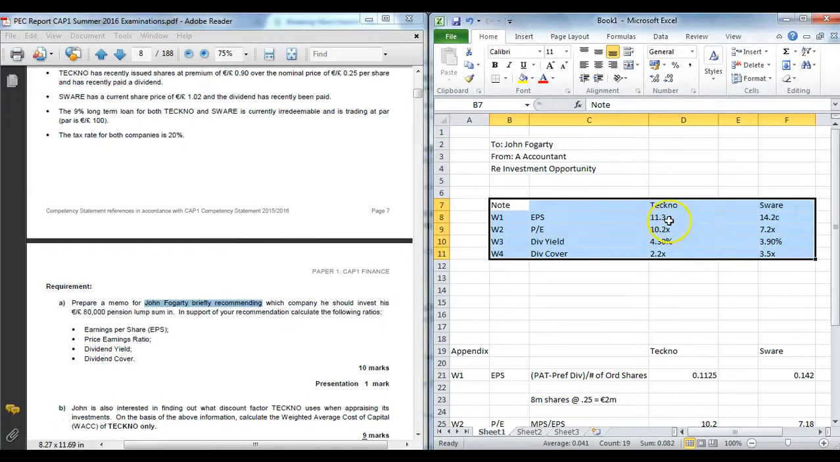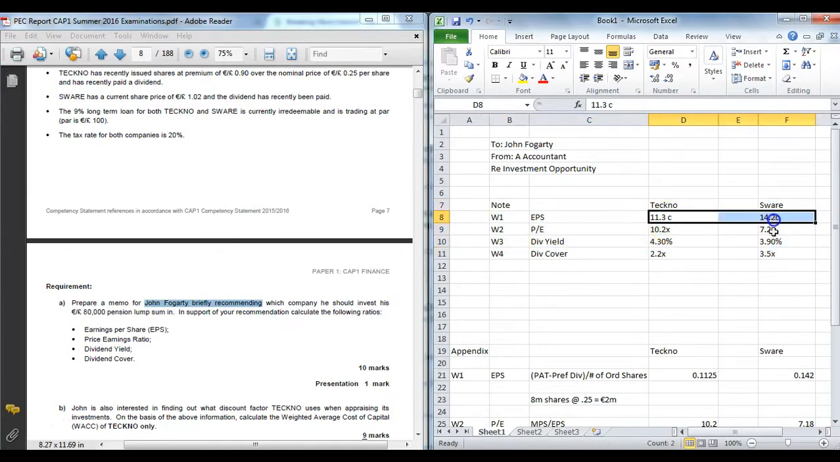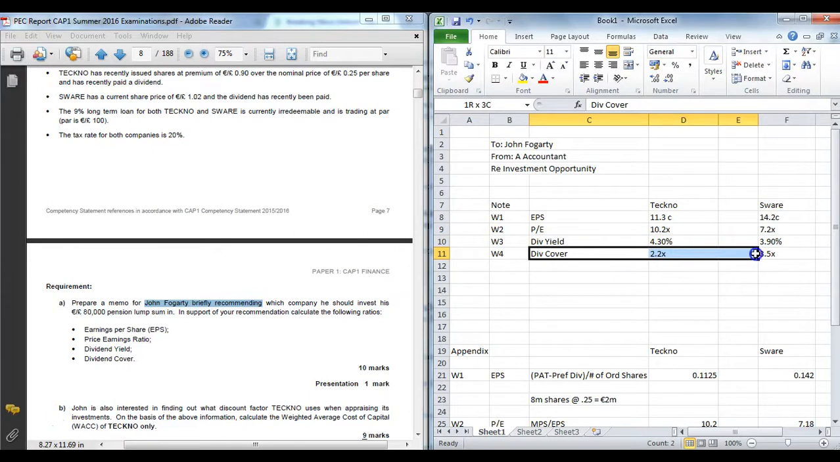So you can see here, on an earnings per share basis, Swear earns more, and it has a more sustainable dividend because the dividend cover is higher than Techno. In terms of dividend yield, i.e. how much is paid out in a dividend each year, Techno looks more attractive. And likewise, from a price-earnings ratio, Techno looks more attractive from the market perspective because people are willing to pay more for each share. So the suggested solution suggests that you should choose Techno, but it could equally be argued that you could choose Swear here.